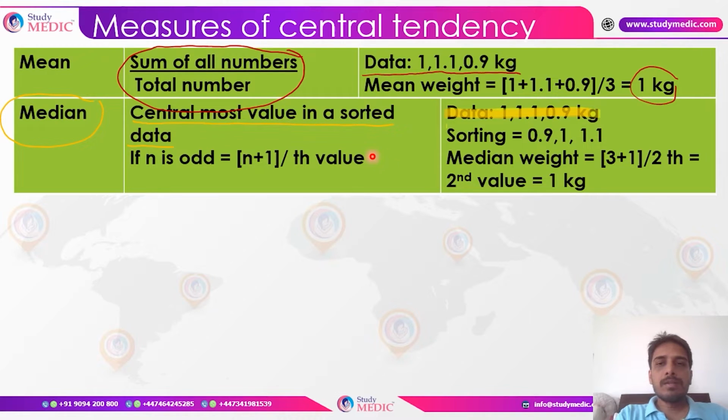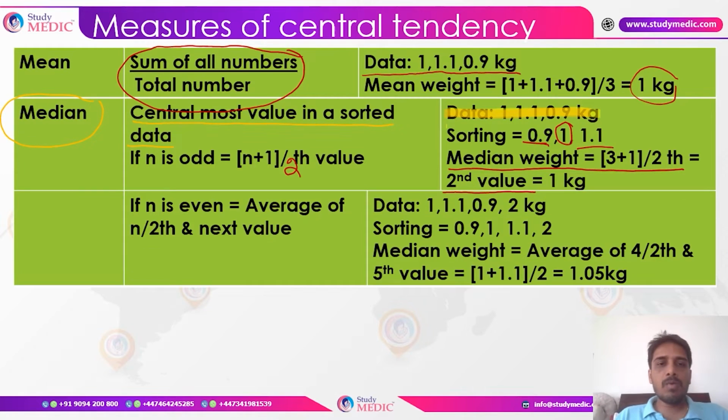Then what is this median weight? Median weight, if n is odd, is calculated as the (n plus 1) by 2th value. That means our median is half of n plus 1 th value. Now if you take here, median weight would be the (3 plus 1) by 2th value, that is the second value, which is equal to 1 kg. 1 kg is the median weight. So this is the median value. On either side of this value, an equal number of data exists.